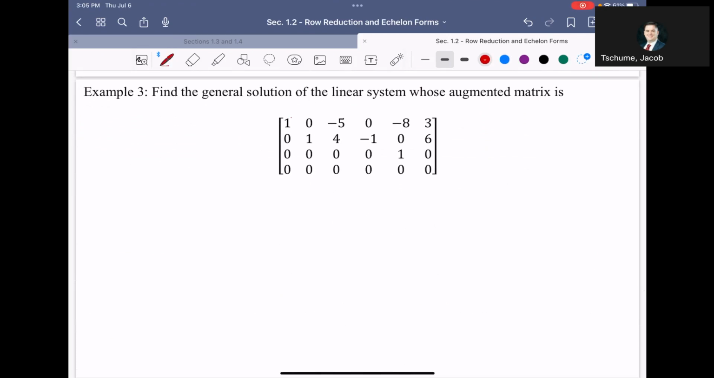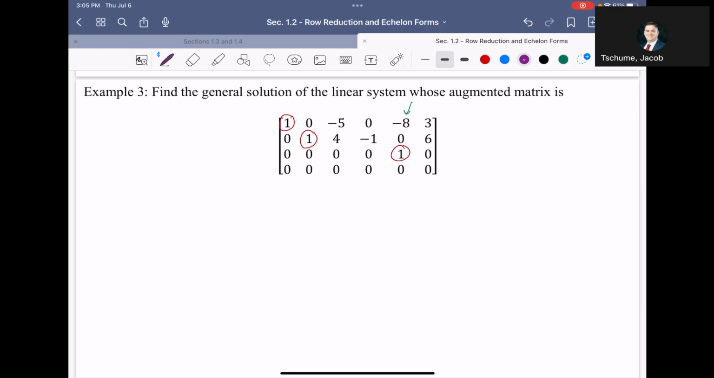So let's see. There's a pivot position. There's a pivot position. And here's a pivot position. The row of all zeros is on the bottom, so you're good to go there. The only issue we have with this not being reduced echelon form is you cannot have that -8 right there, because everything above and below the pivot positions must be 0.